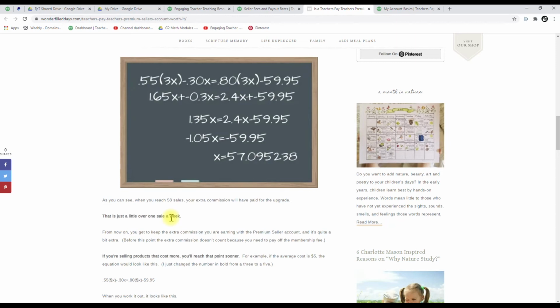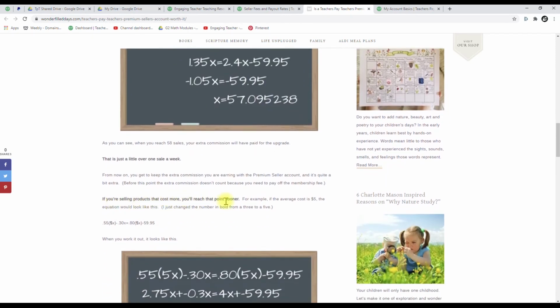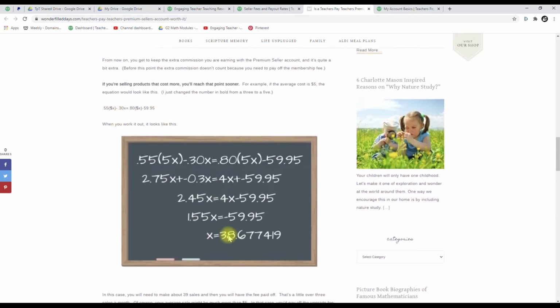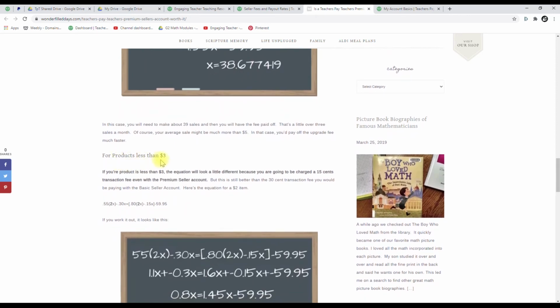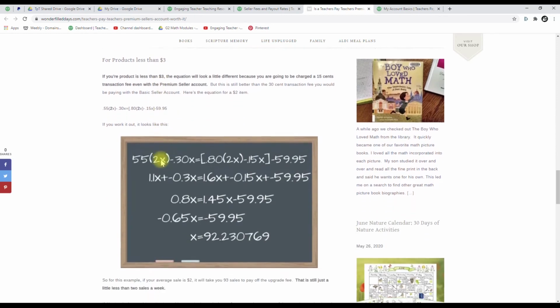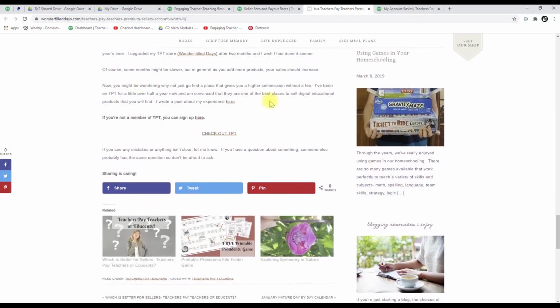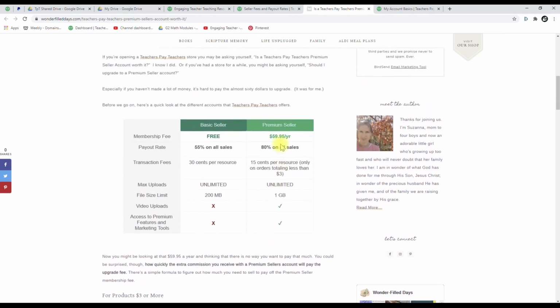Okay. And so she's saying here, now if you're a seller that has products that are more than $3, well, you'll get there faster. So here was a $5 product. She said you'd make the premium seller fee up in 39. Yeah. Okay. Now, there's more calculations that need to be done if it's less than $3 because we need to take into account that transaction fee. Right. Okay. So she breaks it down here. And she gives her summary. So, okay. So, I thought it was good. Yeah, that's very informative.